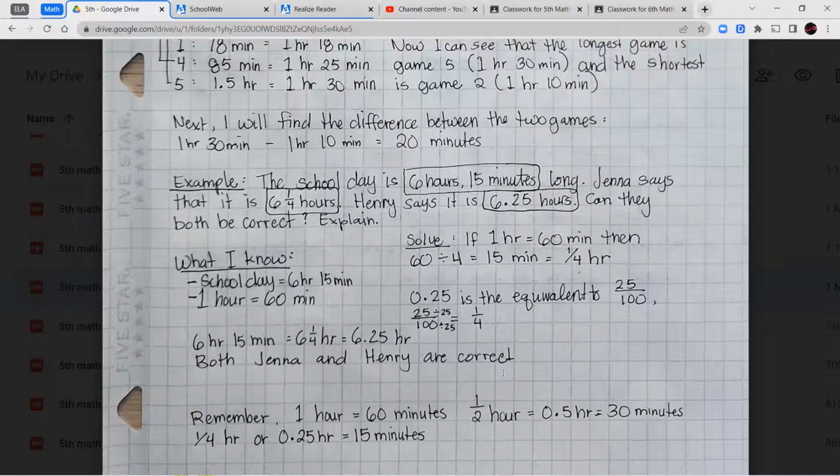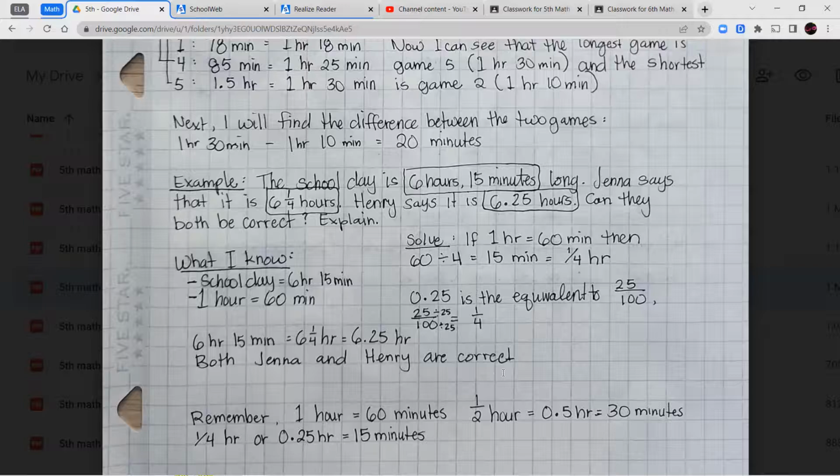So 0.25 or 25/100 is the equivalent of 25 over 100. Now 25 over 100 simplified is 1/4 because the numerator and the denominator are both multiples of 25. So we found out that Henry is also correct. So 6 hours and 15 minutes is another way to say 6 1/4 hours, which is also another way to say 6 25/100 of an hour. So both Jenna and Henry are correct.